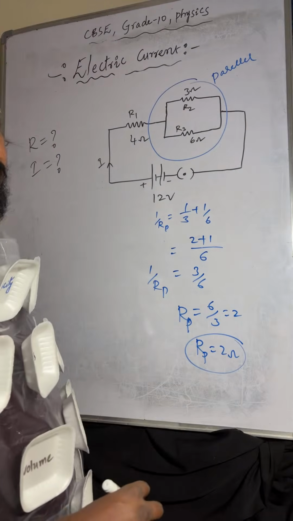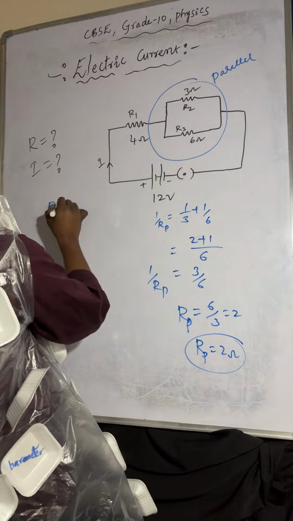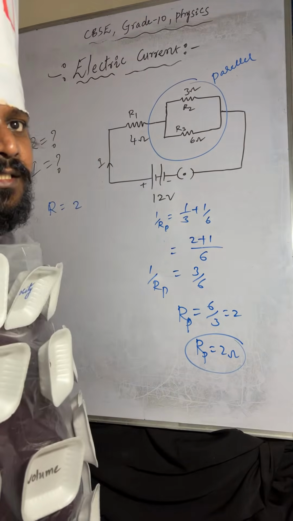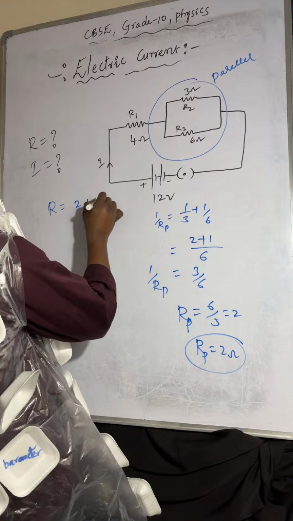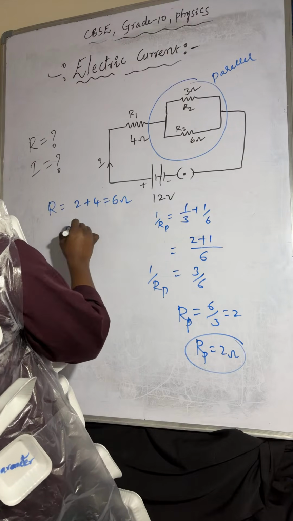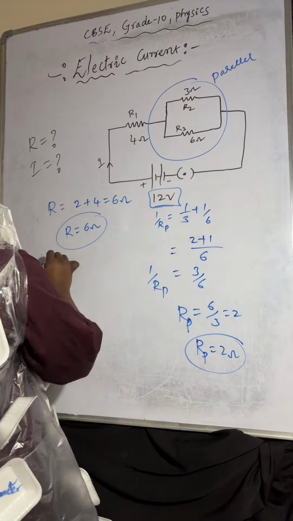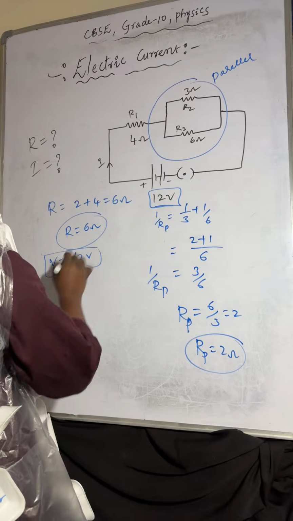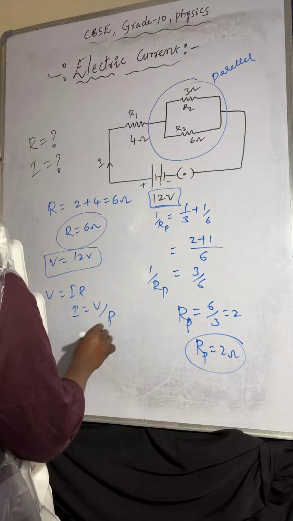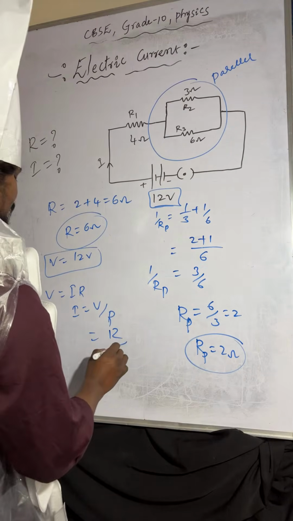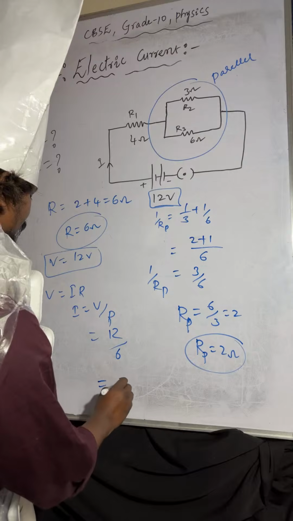I hope it is very clear now. That will be added in series combination. So R equals 4 plus 2, 6 ohm overall. Coming to the potential difference, already given here, V equals 12 volts. Now V equals IR, I equals V by R. V is 12, R is 6. So the answer is 2 ampere.